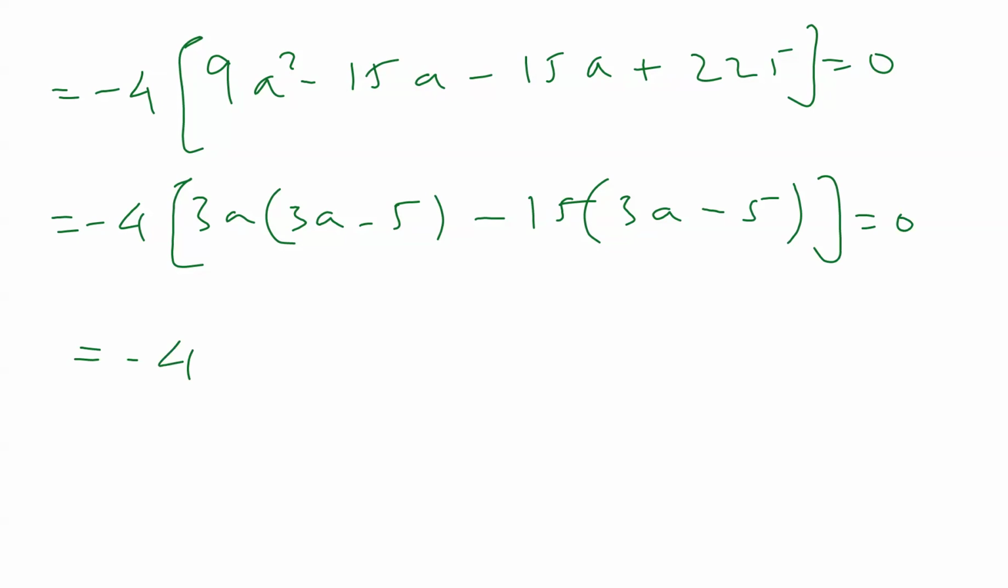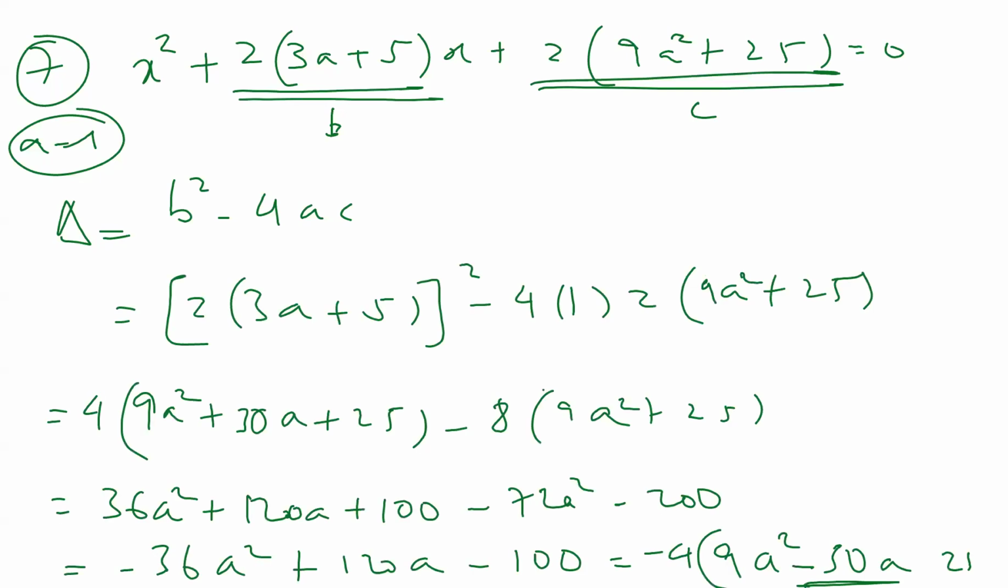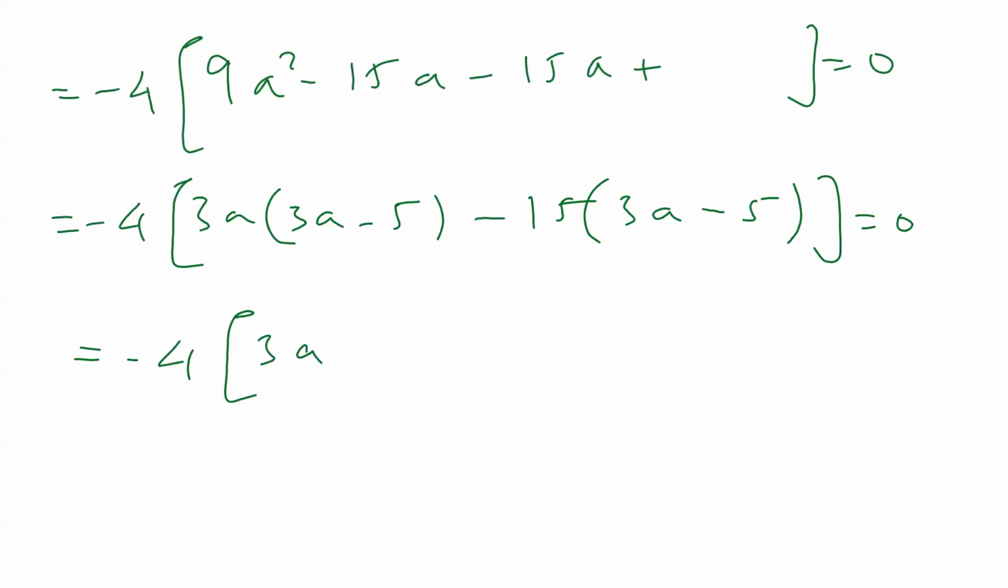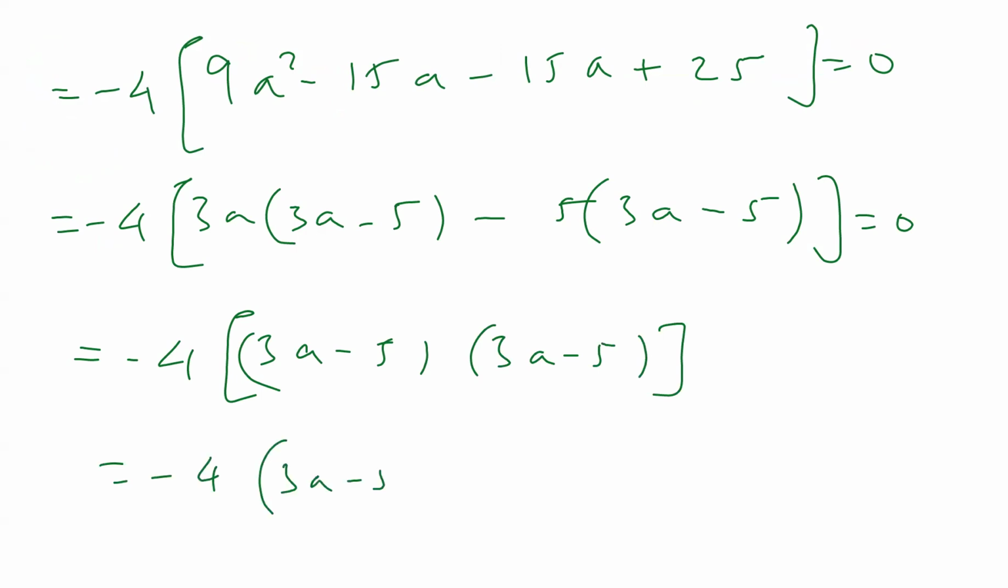So minus 4 into, just a second. This is not 225, sorry. This is 25. The last term is 25. The multiplication is 225. Sorry. So 5 is common over here. So this will be (3a minus 5) into (3a minus 5). So minus 4 into (3a minus 5) the whole square.